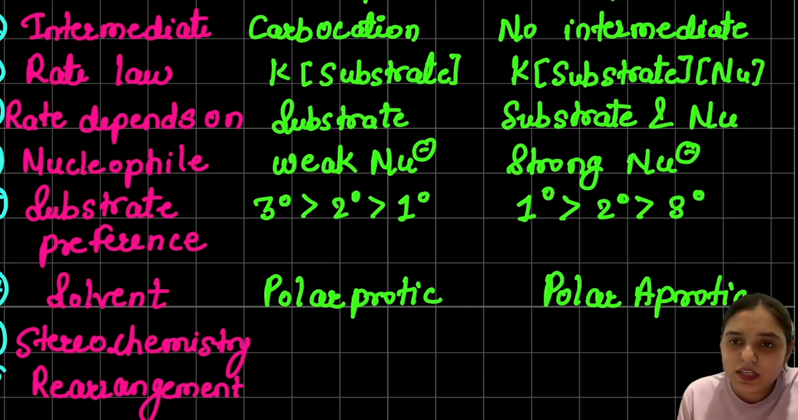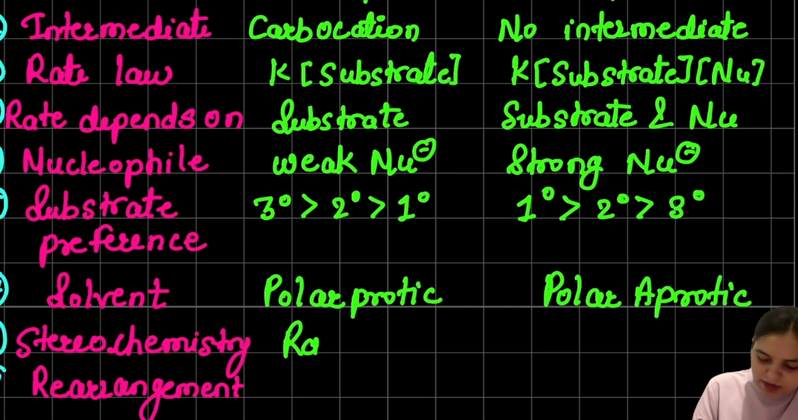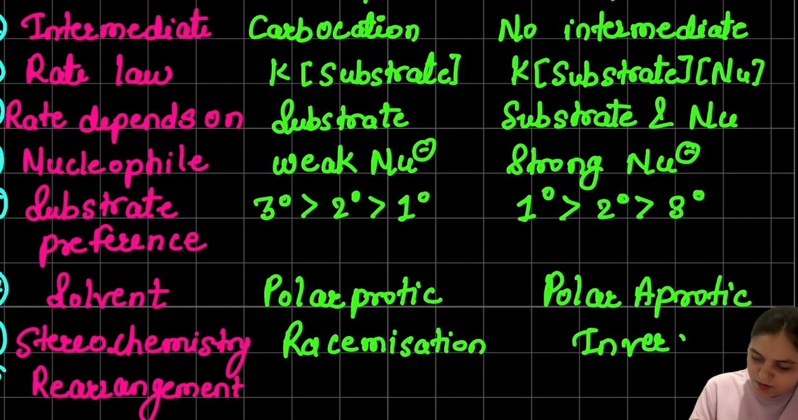Next point is stereochemistry. The SN1 reaction generally produces racemization because the nucleophile can attack from either side of the planar carbocation, and the SN2 reaction always produces inversion of configuration, also known as Walden inversion, due to the backside attack. So we can say racemization product and inversion product.